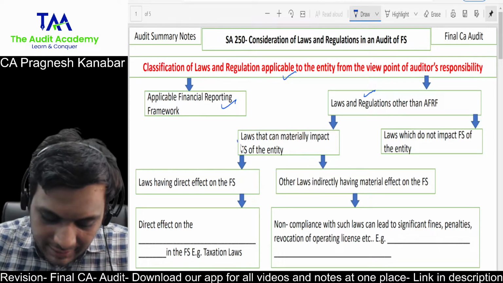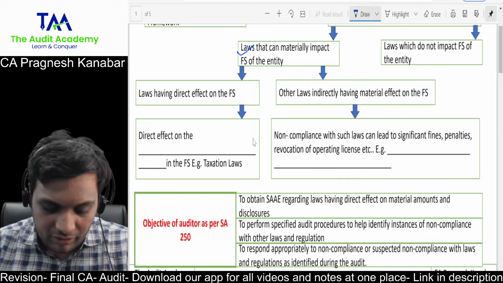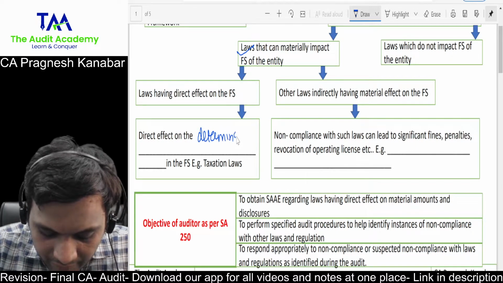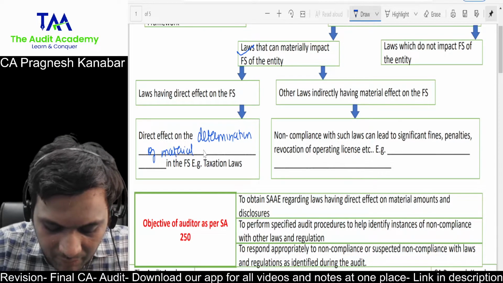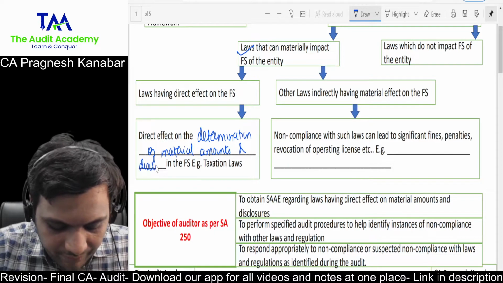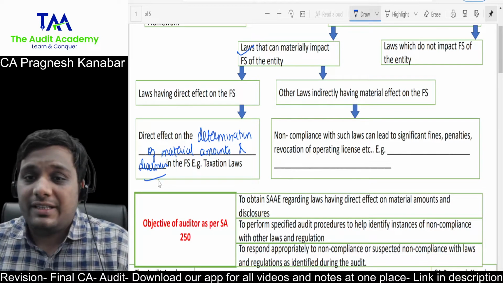All right, so these are the laws that can materially impact financial statements, and that also have a direct effect on the determination of material amounts and disclosures. Spare my handwriting because I'm going too fast over here. Direct effect on the determination of material amounts and disclosures, like taxation laws.